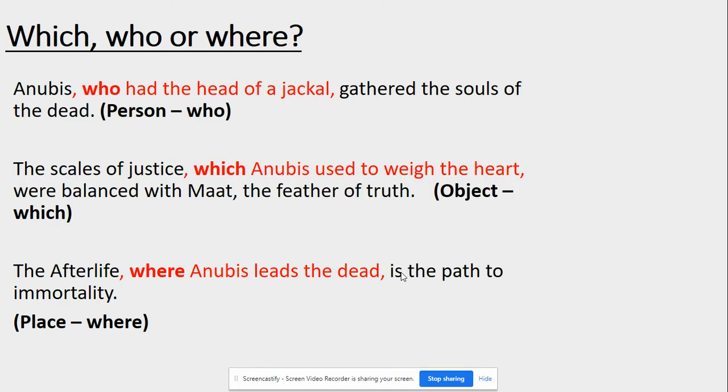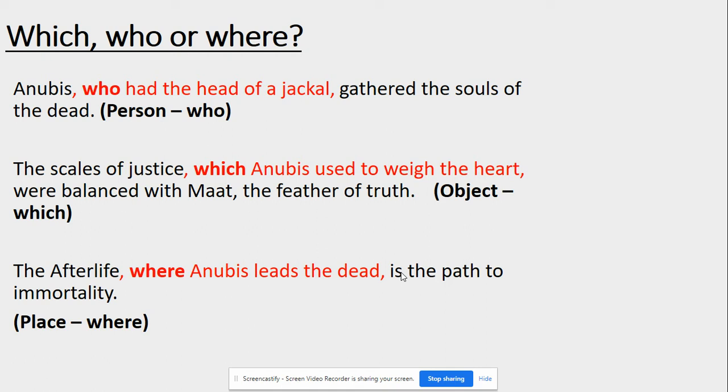So, which, who, or where? Well, Anubis, who had the head of a jackal, gathered the souls of the dead. So that is a person. Okay, so it's who. If the noun is a person, then it's followed by who. The scales of justice, comma, which Anubis used to weigh the heart, comma, were balanced with Maat, the feather of truth. If it's an object, it's followed by which.